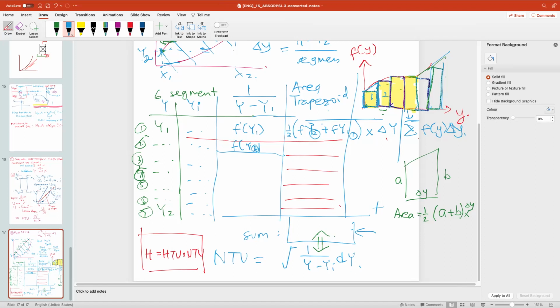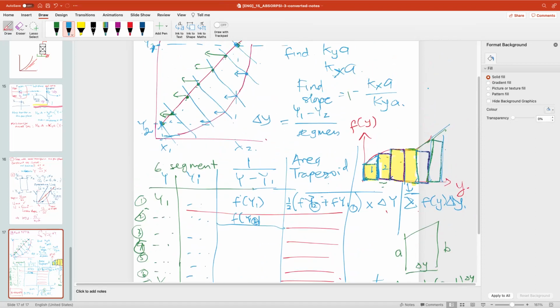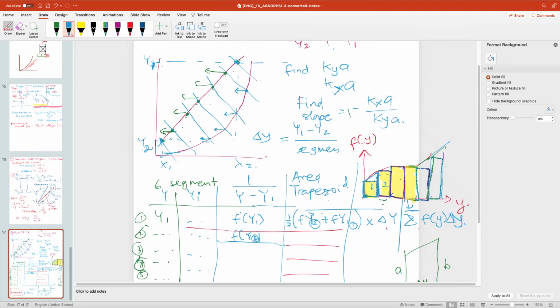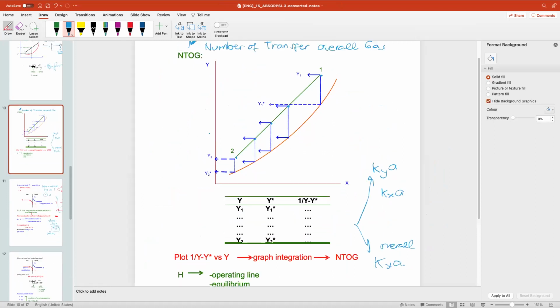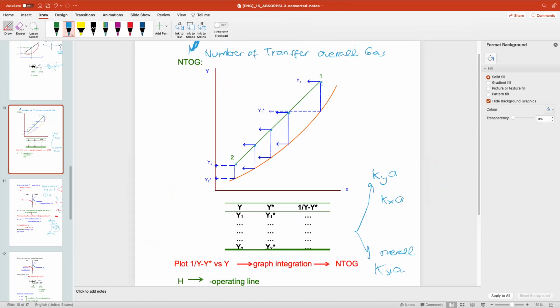All right, Mom, thank you. Any other questions? For the overall, it's all similar, except that it looks like I'm a student giving you a tutorial. Anyway, for the overall ones, if you look at the graph, it depends on this one. If you have the overall, when you find the y star, you need to find the x at equilibrium and then find the y.